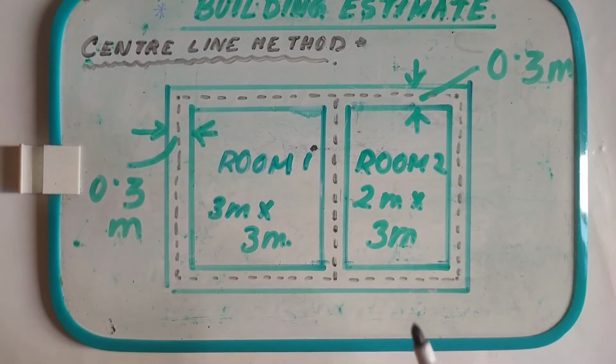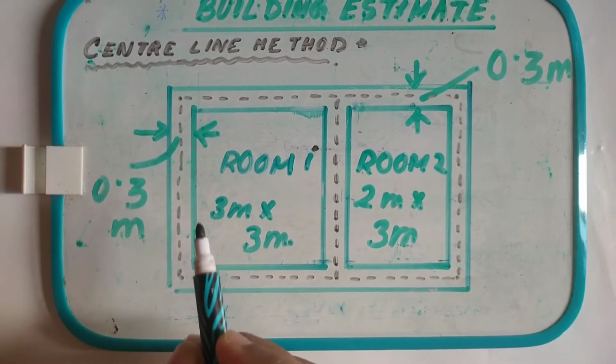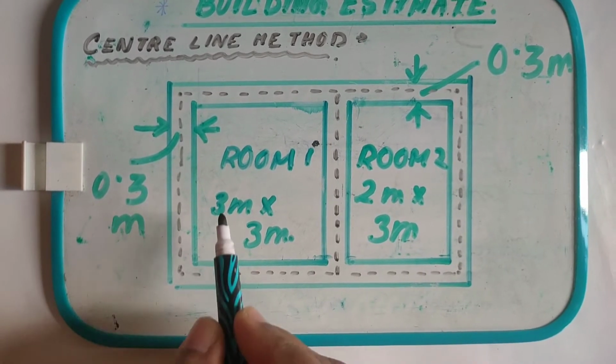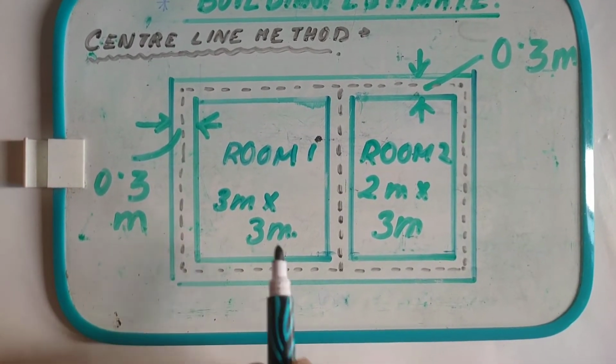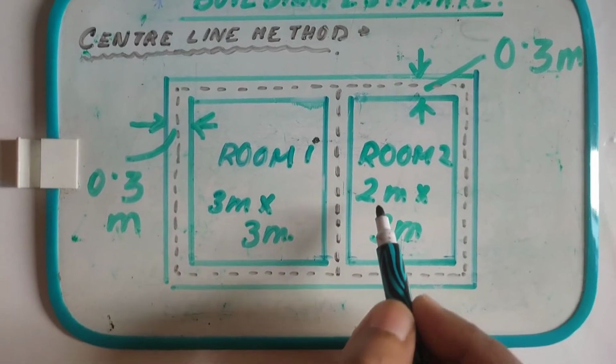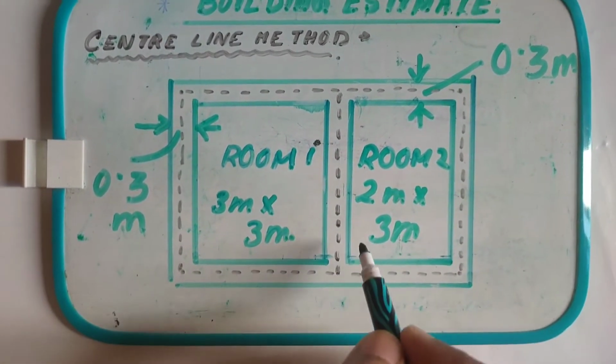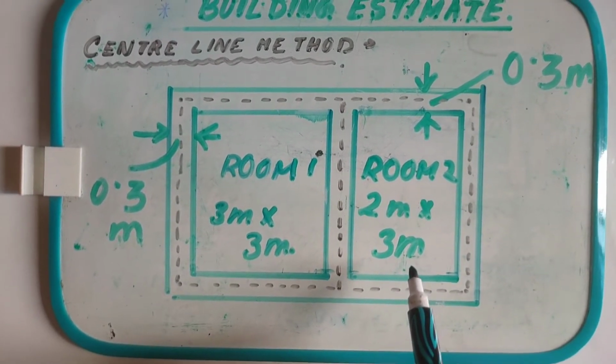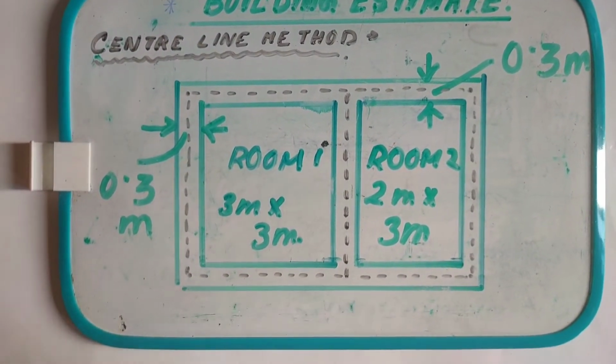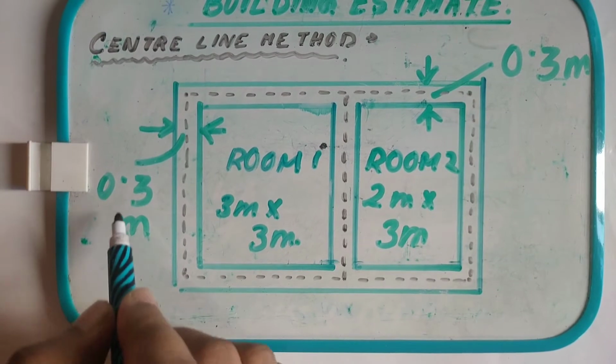As I have already discussed earlier, the first dimension will be considered as length and the second dimension will be considered as breadth. Similarly in room 2 also, the first dimension will be considered as length and the second dimension as breadth. The thickness of the wall is given as 0.3 meter.